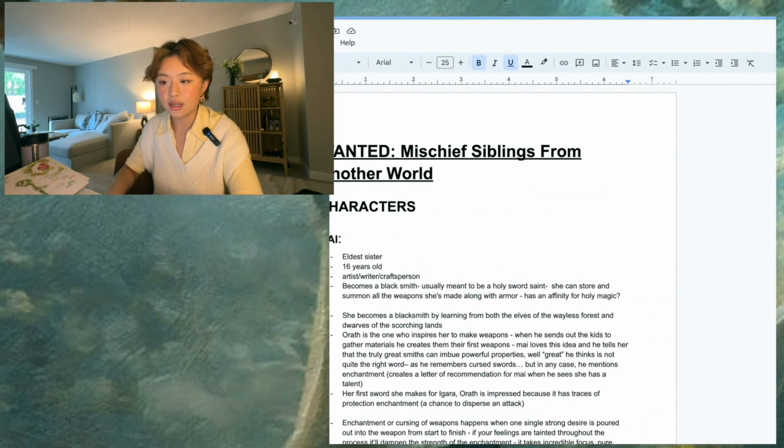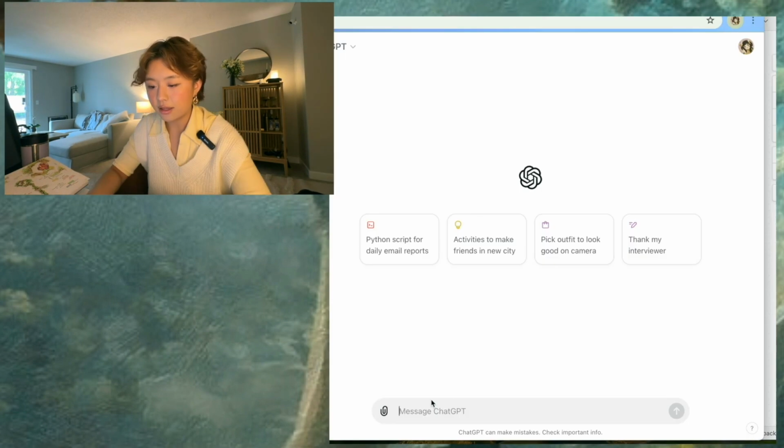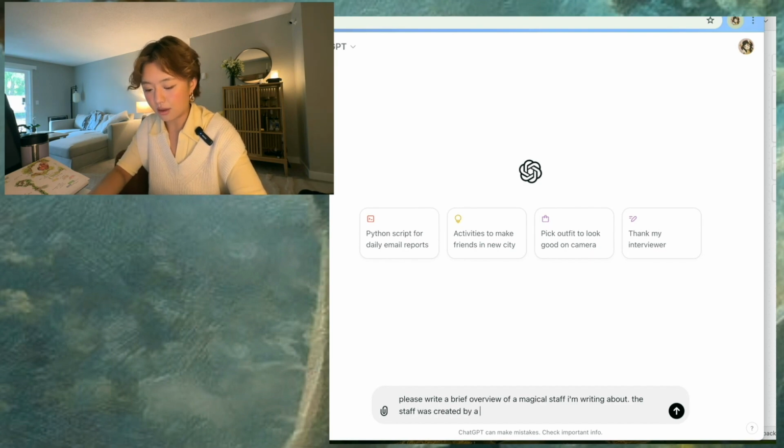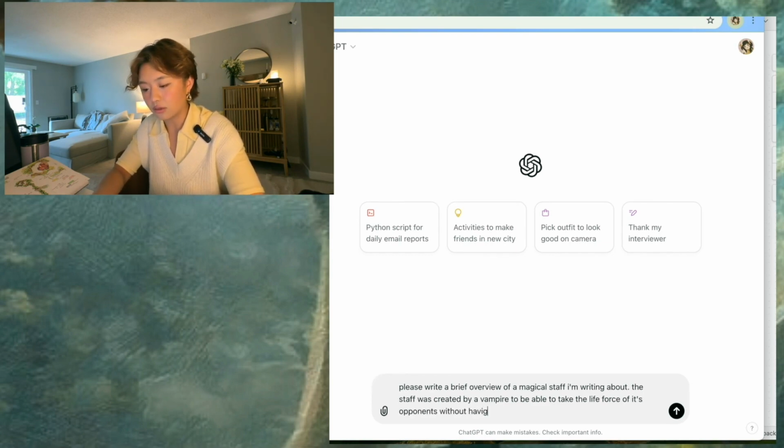We're going to use handy dandy ChatGPT, and then I'm going to write, please write a brief overview of magical staff I'm creating that I'm writing about. The staff was created by a vampire to focus, to be able to take the life force of its opponents without having to drink human blood.